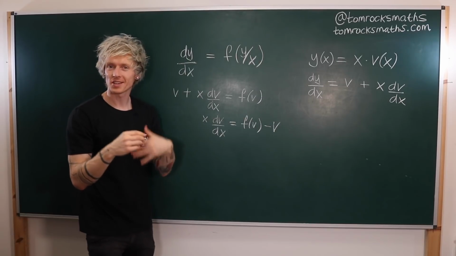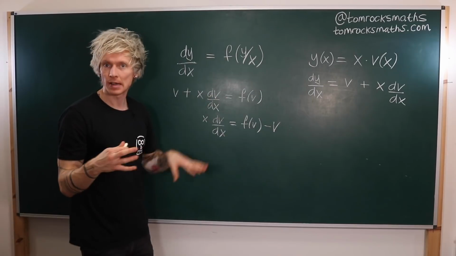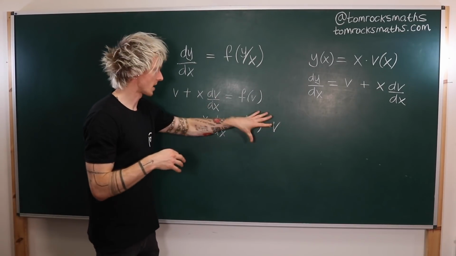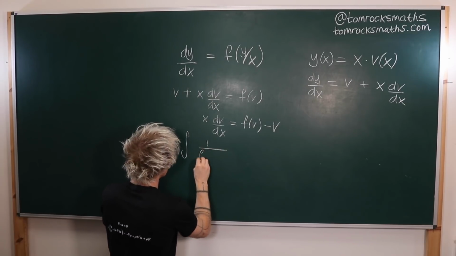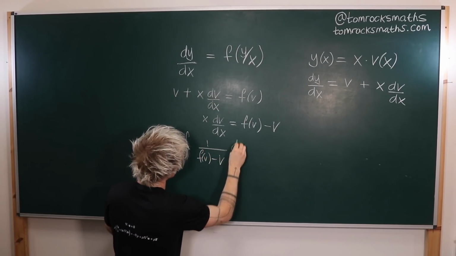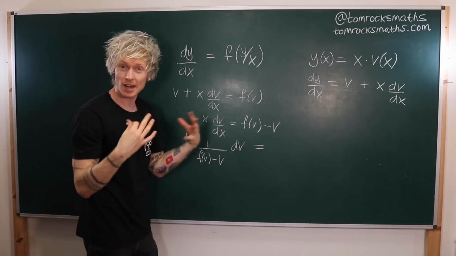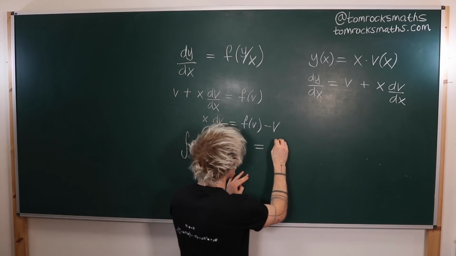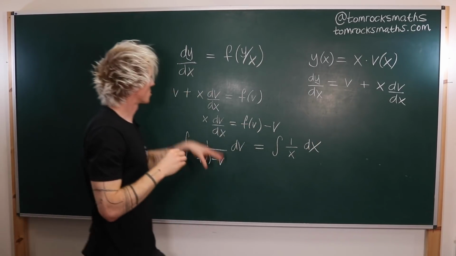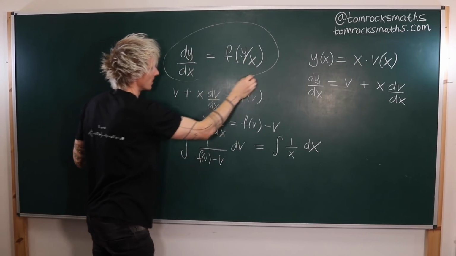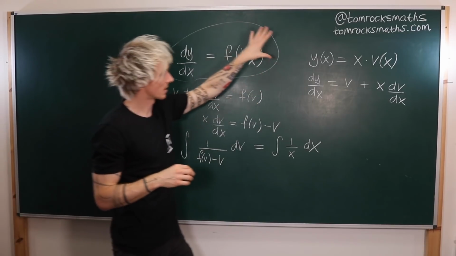And now we can use our separation of variables technique, which I've discussed in an earlier video, to try and get the solution. So remember, we take all of the v terms across, so this becomes the integral of 1 over f of v minus v dv, and then we multiply up by the dx, treating this like a fraction, and divide through by the x. So that's the integral of 1 over x dx.